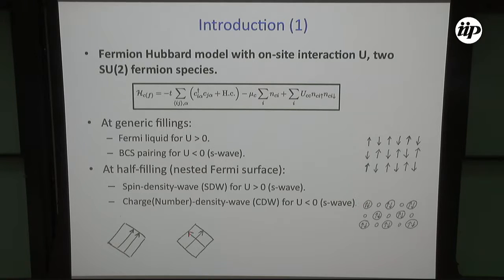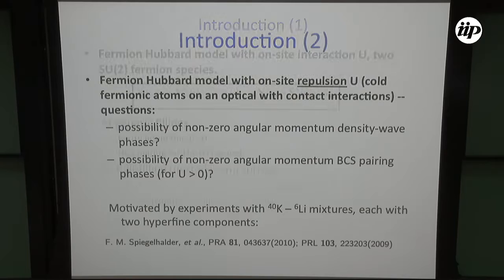This can be understood from the nesting of the Fermi surfaces. Here are some possible processes. You can take two particles from this side and put them on this side. The momentum change is (pi, pi) for each, so the overall change in momentum is (2pi, 2pi), which is a reciprocal lattice vector, so these are allowed processes. I'm pointing this out because I will come back to the role played by these types of processes. Okay, so this is all well-known physics.